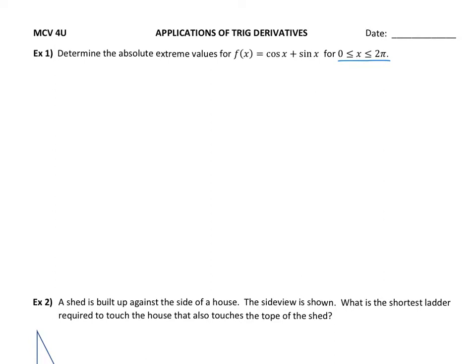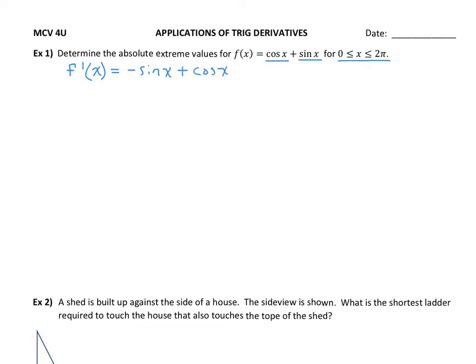Now, this function has two pieces here, and they're just being added together. So I can just do the derivative of the first one separately from the derivative of the second. It's not like a product rule where I have to worry about multiplying anything. So the derivative of cos x is negative sine x, and our derivative of sine x is just cos x. So there's our derivative function.